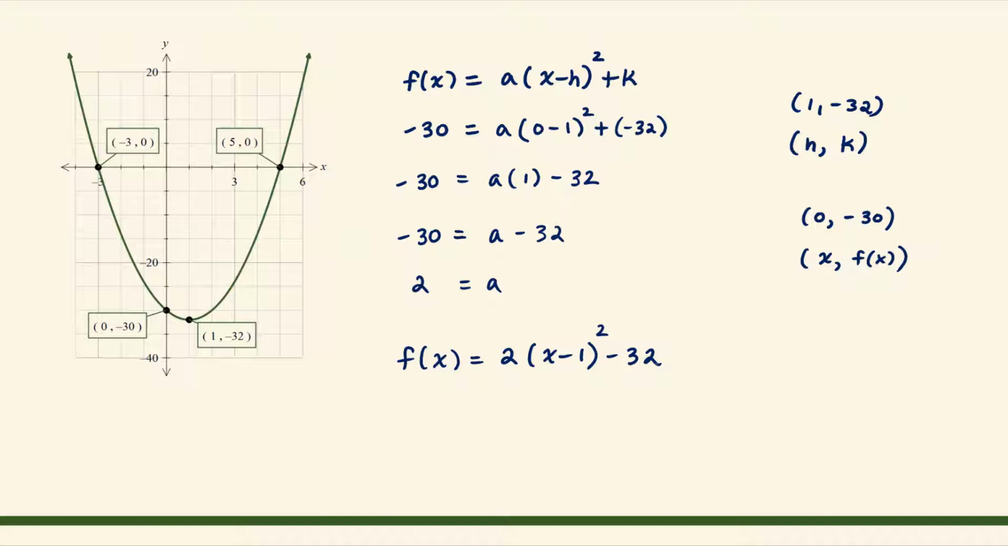So here's one correct answer. Here is the function for our quadratic function. f(x) equals 2 times the quantity (x minus 1) squared, minus 32. Or if we choose to expand this expression, we could also write f(x) is equal to 2x squared minus 4x minus 30.